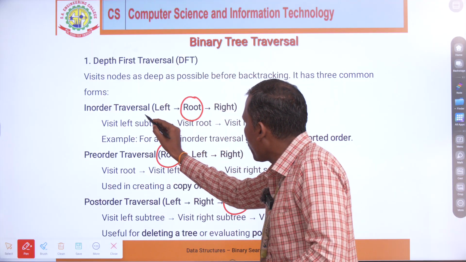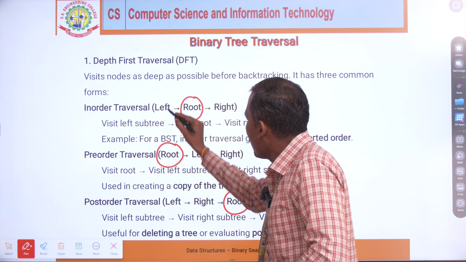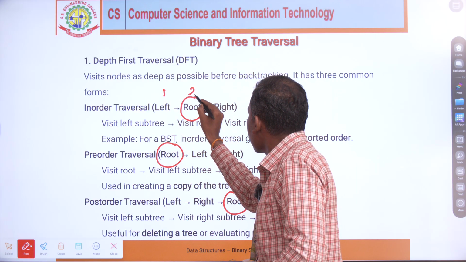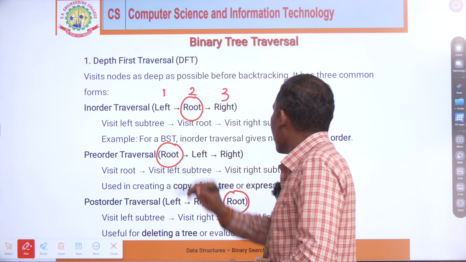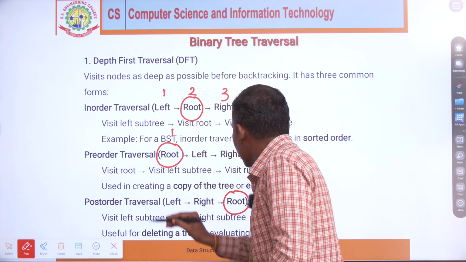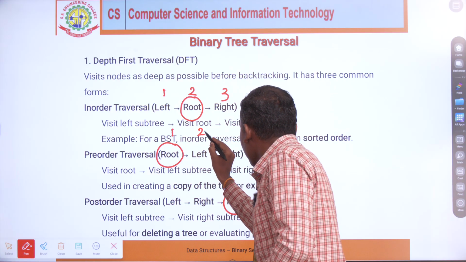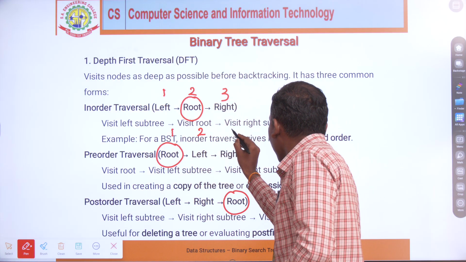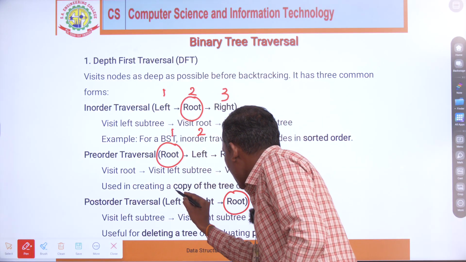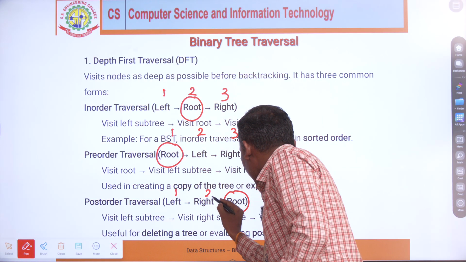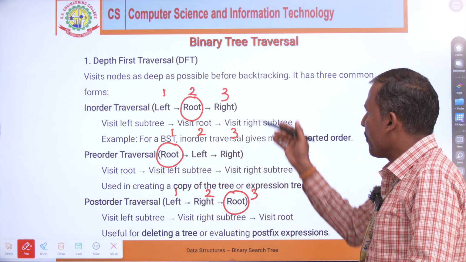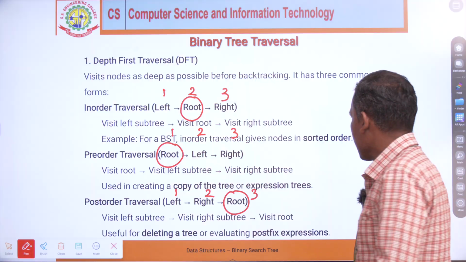So the definition of in-order traversal is you visit the left subtree first, and you visit root next, and the right subtree at last. Pre-order traversal, you visit root first, then you visit the left subtree, then the right subtree. Post-order is you visit the left subtree first, the right subtree second, and root at last. So this is the property of all these traversals.